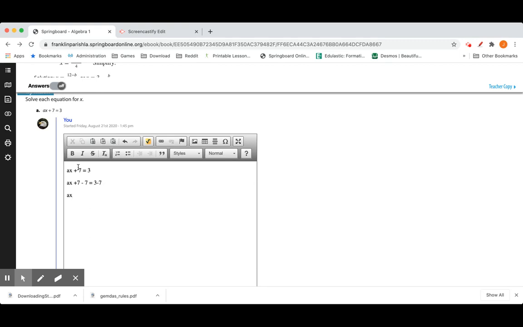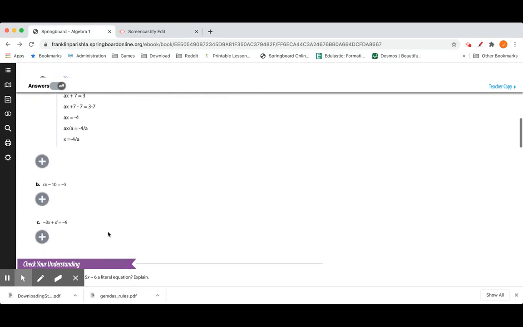So ax would be alone now. 7 minus 7 is 0. It goes away. 3 minus 7 is negative 4. Still want to get that x by itself, so we're going to need to divide both sides by a. Remember, we're just treating it like it was a number. And so you can do things to it the same way you do numbers. a divided by a is 1. Leaves you x by itself, and negative 4 divided by a would be the final value that we can get on this one.